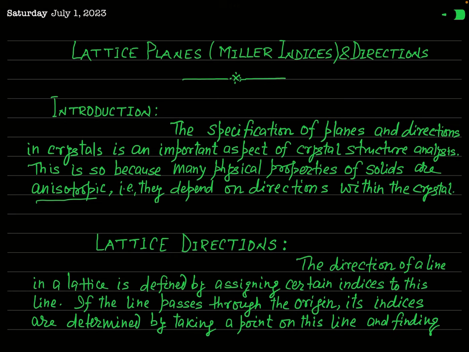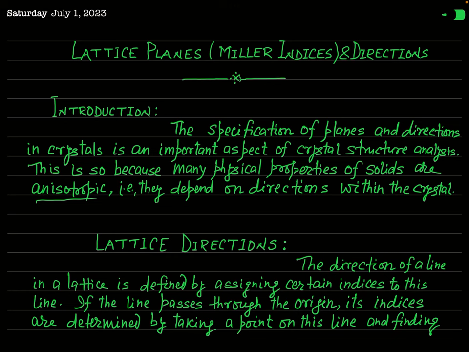Okay. And as you have seen in the first part of the lecture, how we can determine the orientation of a crystal plane with the help of Miller indices. Now, in this second part of the lecture, we are going to see how to determine the different directions in a crystal lattice. Okay.